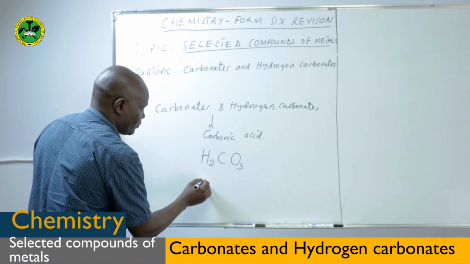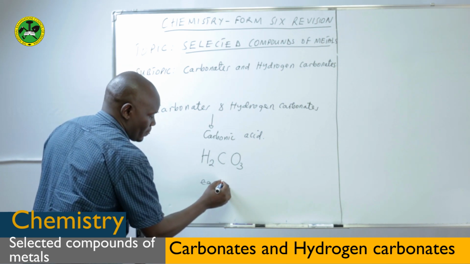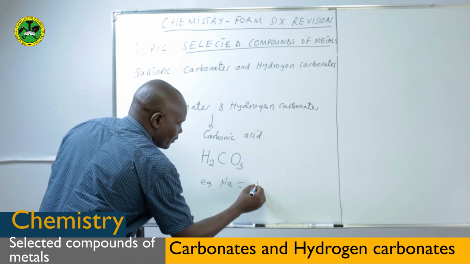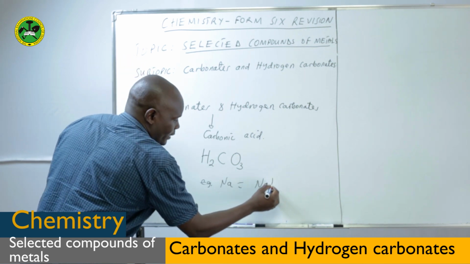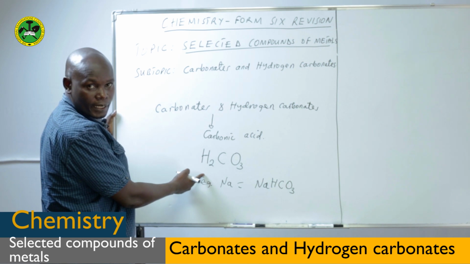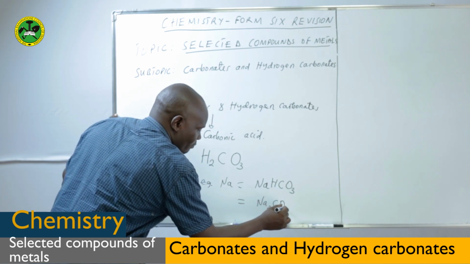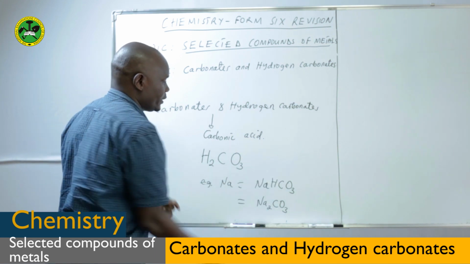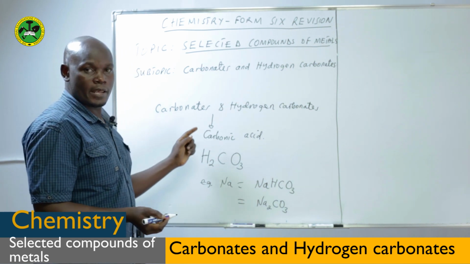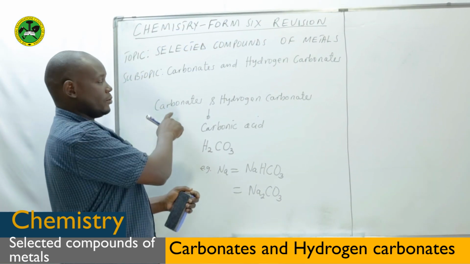Taking an example of sodium: if sodium replaces one hydrogen in this carbonic acid, then you will have sodium and one hydrogen remaining, which is sodium hydrogen carbonate. But if both hydrogen atoms are replaced by sodium, then it will be sodium carbonate. So this is what we call carbonates and hydrogen carbonates. As I have said, our concern here is mainly on carbonates.